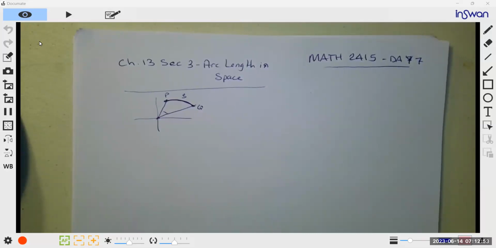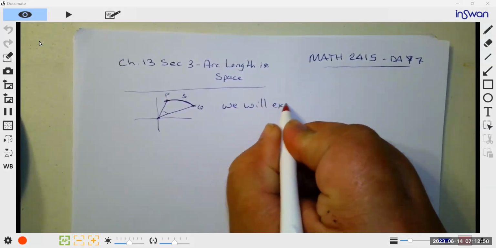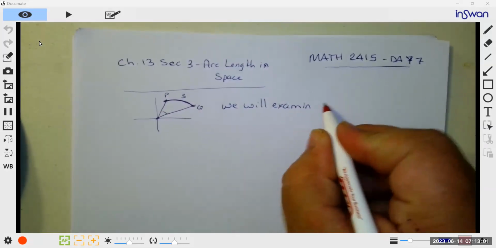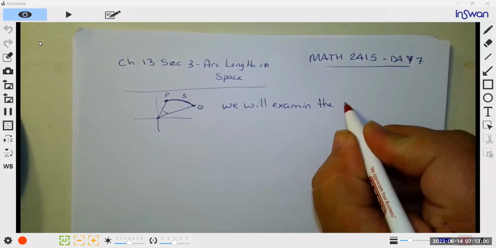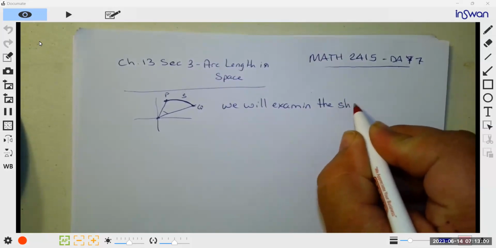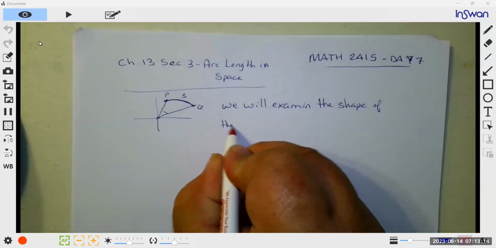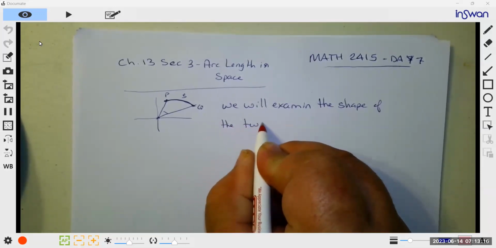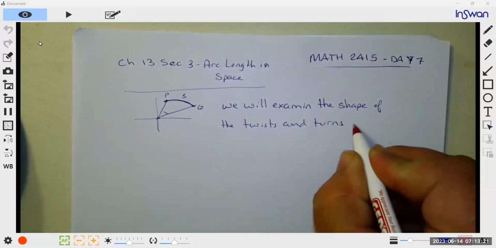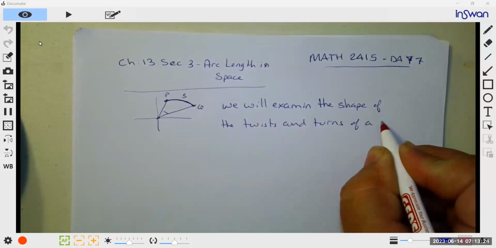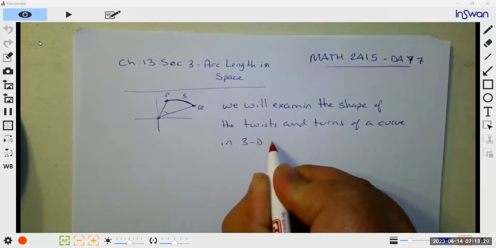We'll examine the shape, the twists and turns of a curve in three-dimensional space.